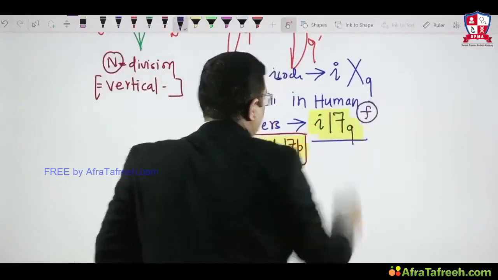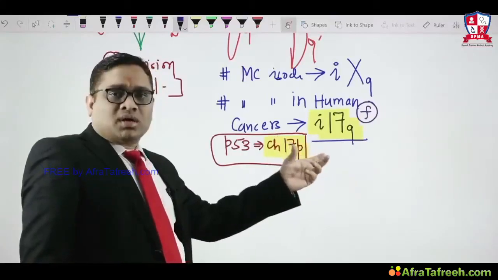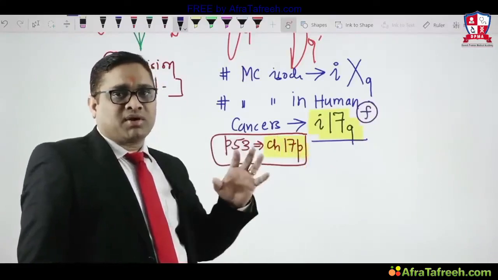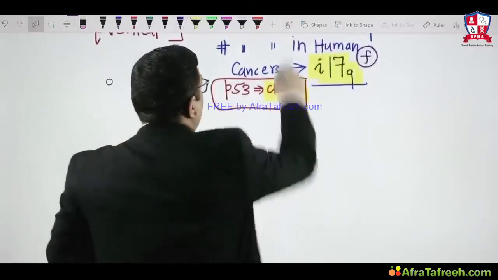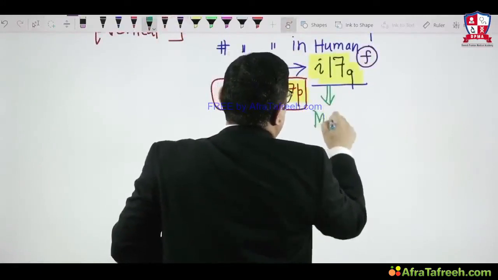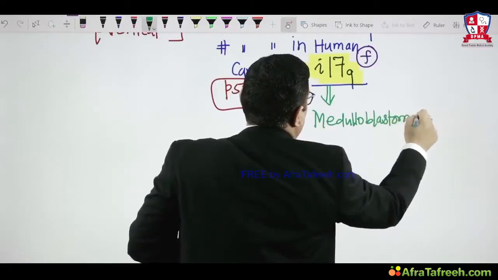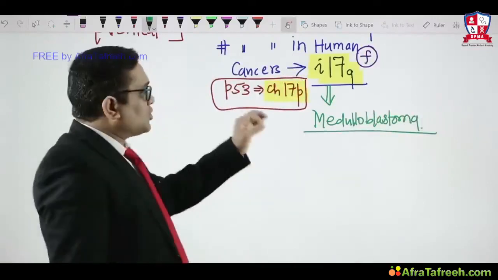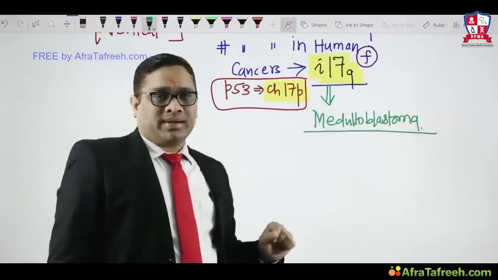Human malignancy can be a future question. Why? Because this i17q is the basis of the modern classification of one brain tumor, and that is given in Robbins. I17q is the basis for classification of which brain tumor? The answer is medulloblastoma. In the medulloblastoma classification, you will find involvement of i17q. So isochromosome 17q is associated with medulloblastoma, right?